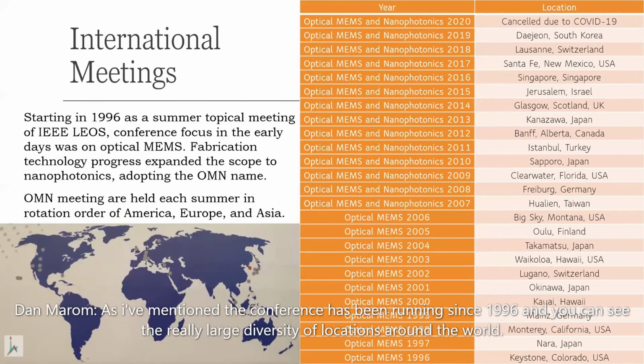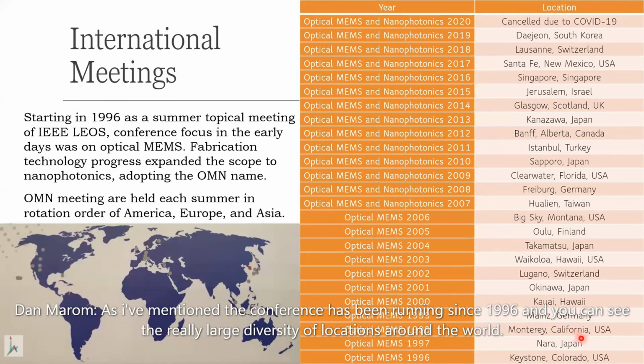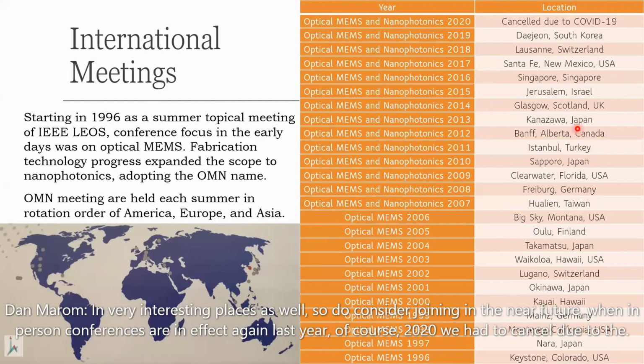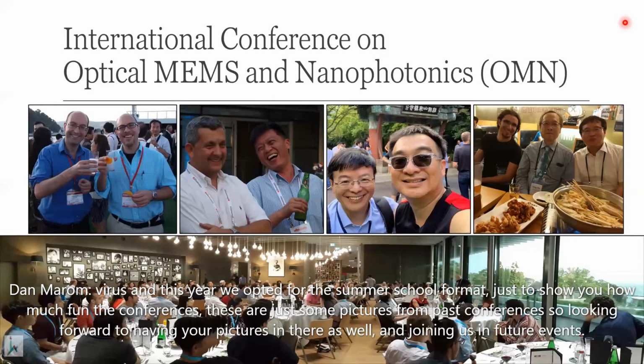As I've mentioned, the conference has been running since 1996, and you can see the really large diversity of locations around the world in very interesting places. So do consider joining in the near future when in-person conferences are in effect again. Last year, 2020, we had to cancel due to the virus, and this year we opted for the summer school format. These are just some pictures from past conferences. Looking forward to having your pictures in there as well, and joining us in future events.